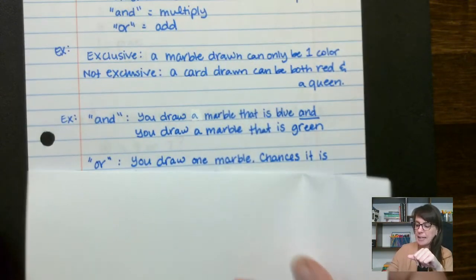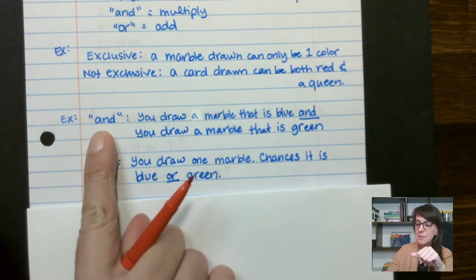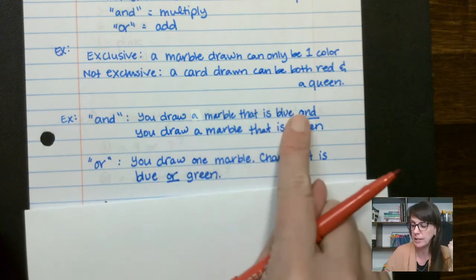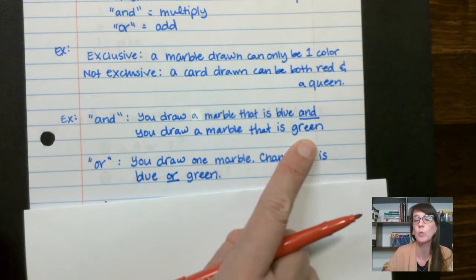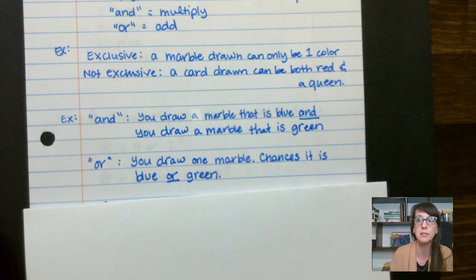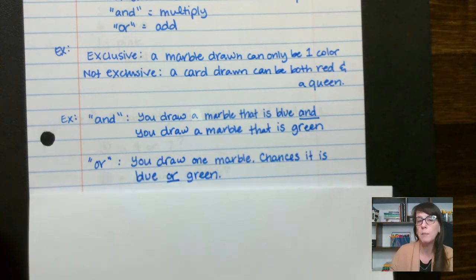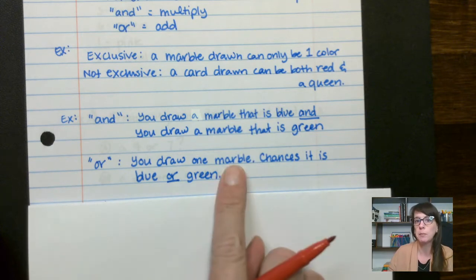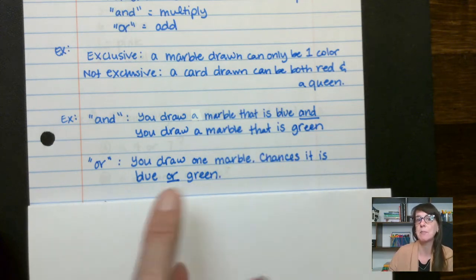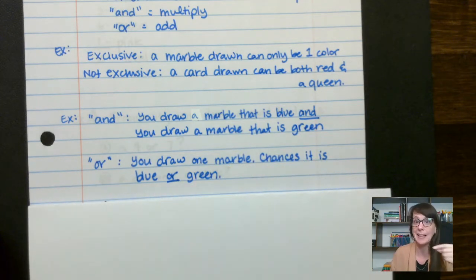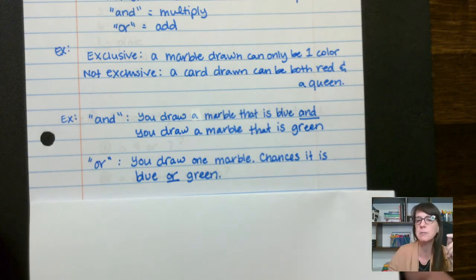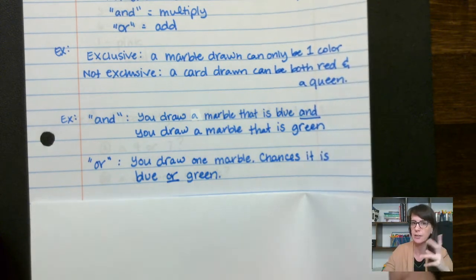The example for and. Like I said, and means multiply. So you draw a marble that is blue and you draw a marble that is green. You're going to multiply those two results together. The or means you add. You draw one marble, chances it is blue or green, means we're adding those two opportunities together. So I'm going to get into some examples about that so that you can tell the difference.